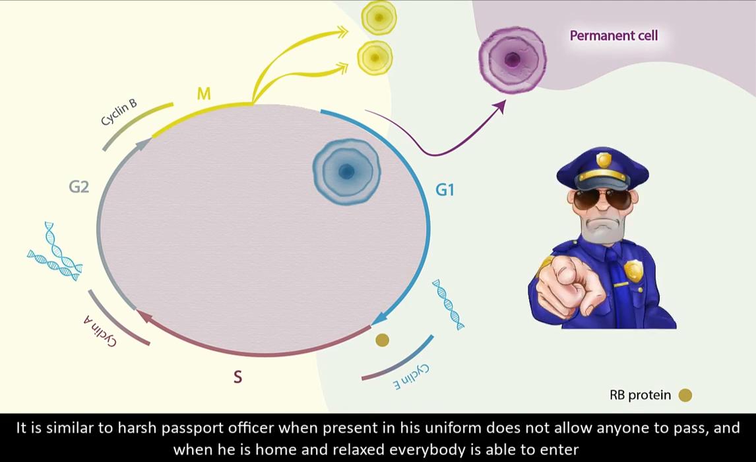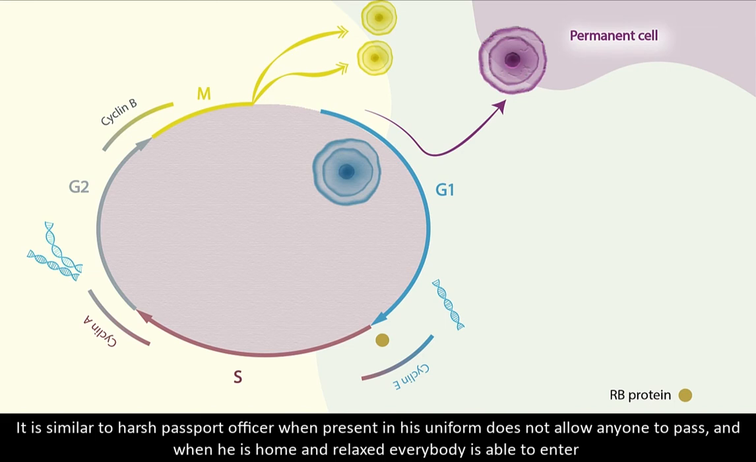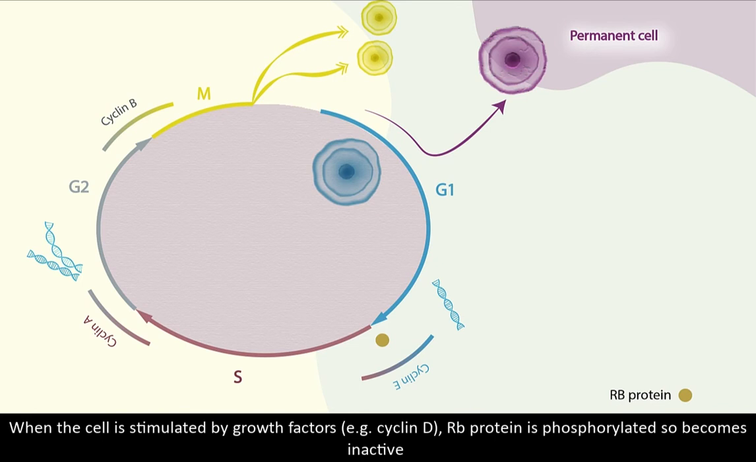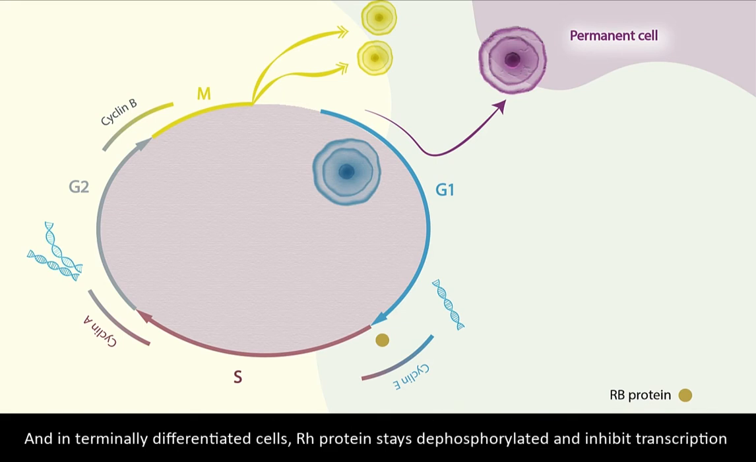It is similar to a harsh passport officer. When he is present in his uniform, he does not allow anyone to pass, and when he is at home and relaxed, everybody is able to enter. When the cell is stimulated by growth factors like cyclin D, the retinoblastoma protein is phosphorylated, so it becomes inactive, and in terminally differentiated cells, the retinoblastoma protein stays dephosphorylated and inhibits transcription.